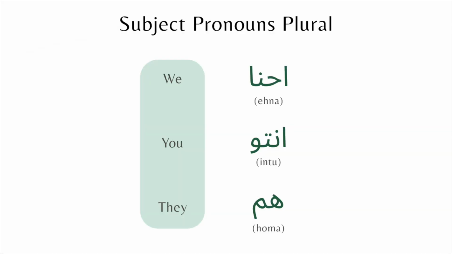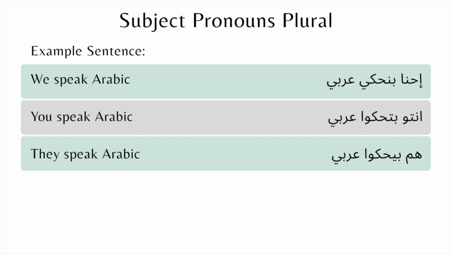Next we have plural subject pronouns. We is إحنا. You is إنتو. They is هم. Let's try these out in sentences. To say we speak Arabic, you would say إحنا بنحكي عربي. To say you speak Arabic, you would say إنتو بتحكوا عربي. To say they speak Arabic, you would say هم بيحكوا عربي.